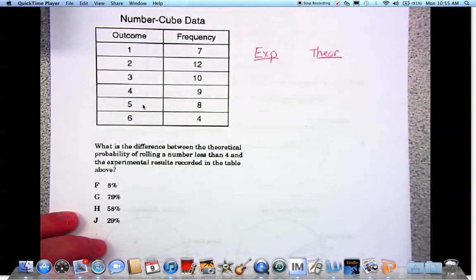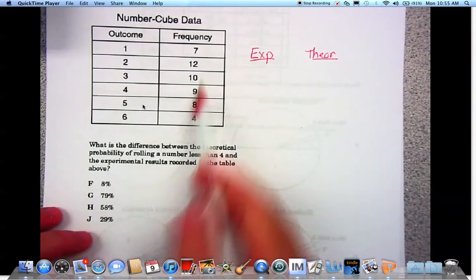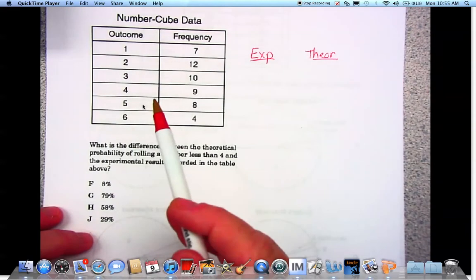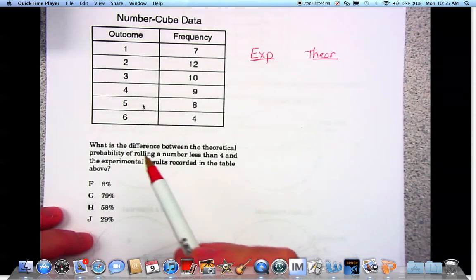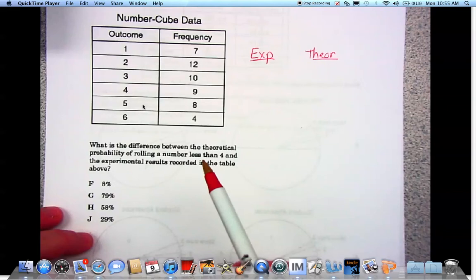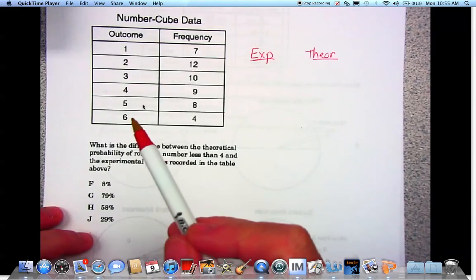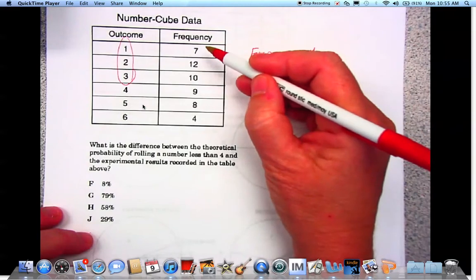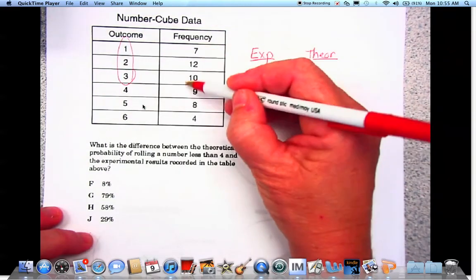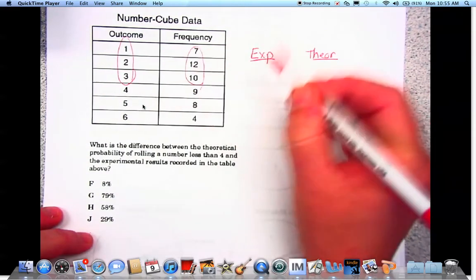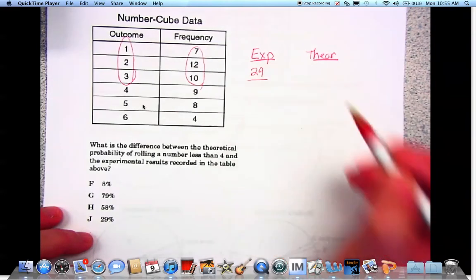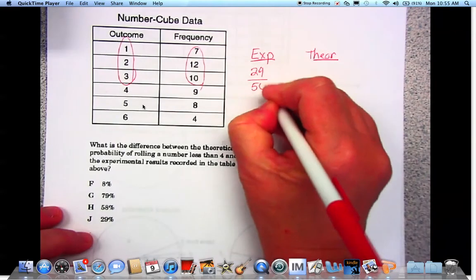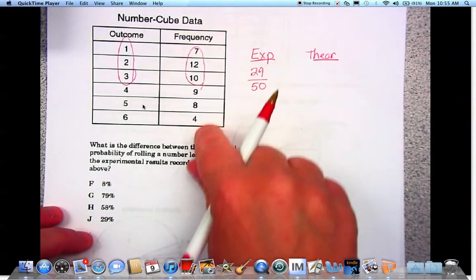Let's just start with experimental. Experimental will be the table, what you actually rolled. And we want the probability of rolling a number less than 4. So what are the numbers less than 4? 1, 2, 3. And how many times did we get a number less than 4? 29. 29 times, okay. Out of how many total rolls? 50. If you added all these up, you would get 50.